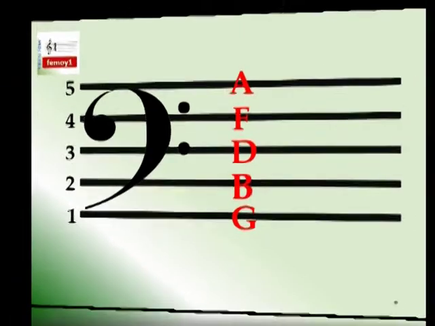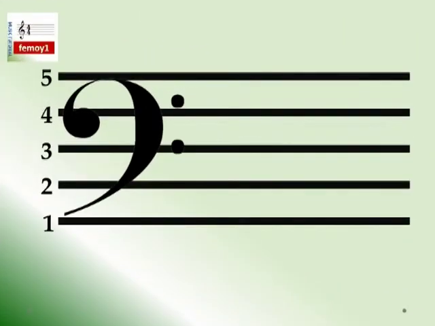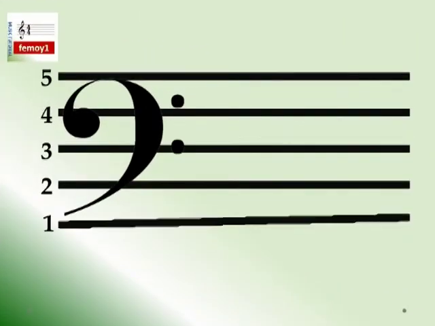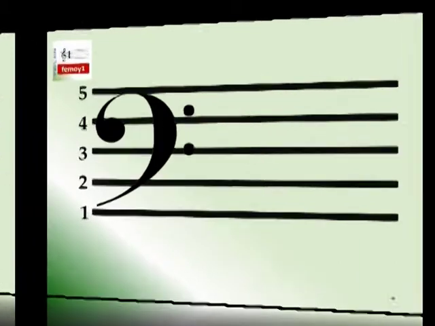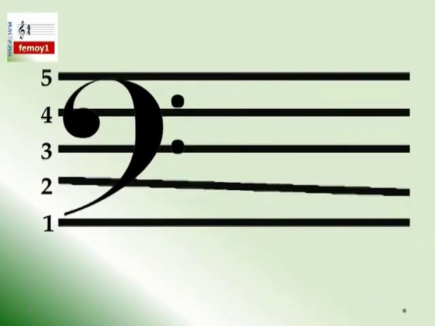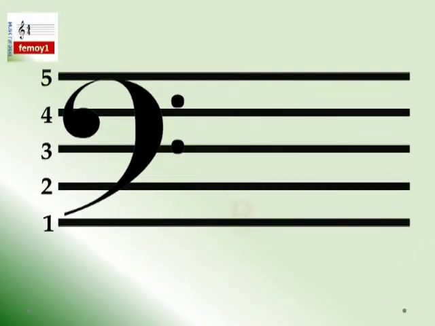This means that the first line of the bass clef is always G, either the note is a whole note, a half note, a quarter note, an eighth note, and so on. On the second line of the bass clef, it means B. It means that all the notes found on the second line of the bass clef are always B, either the note is a whole note, a half note, a quarter note, an eighth note, and so on.